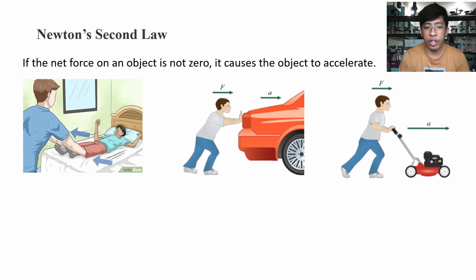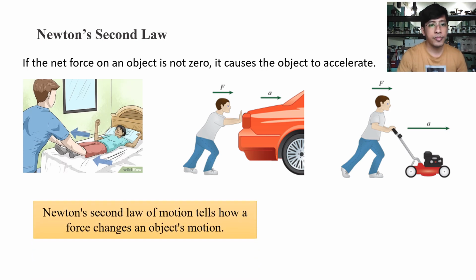So if in your Newton's first law there is no net force, in your Newton's second law we now have a net external force that you're applying to your body. This external force causes your body or your object to accelerate. The essence of your Newton's second law is that Newton's second law of motion tells how a force changes an object's motion.